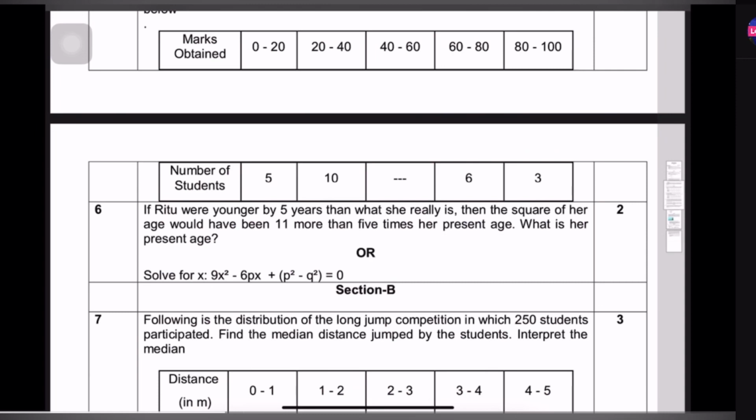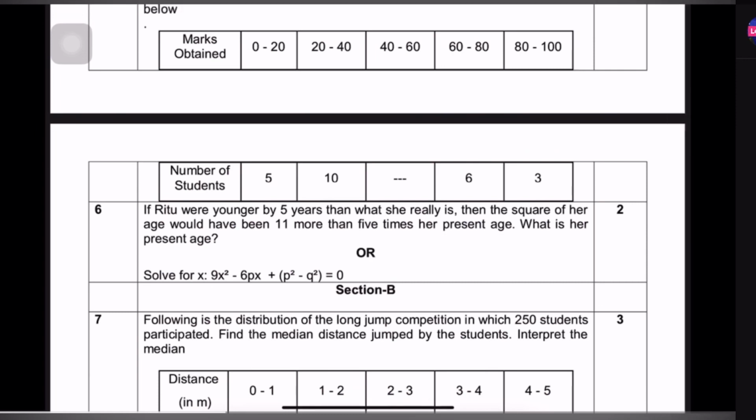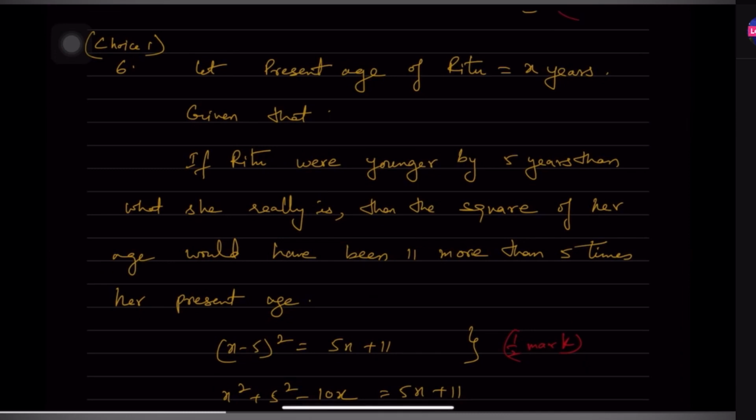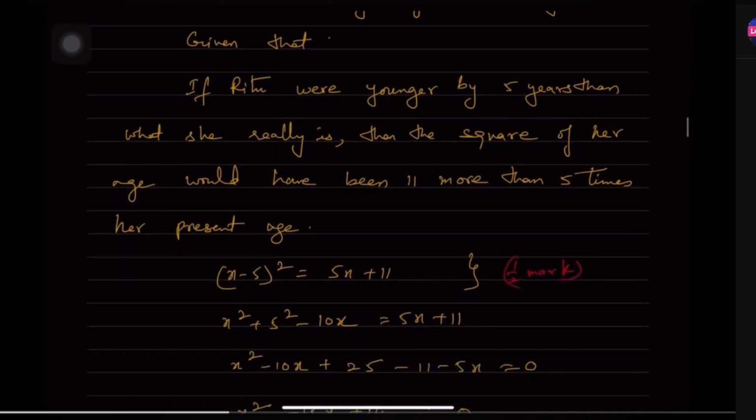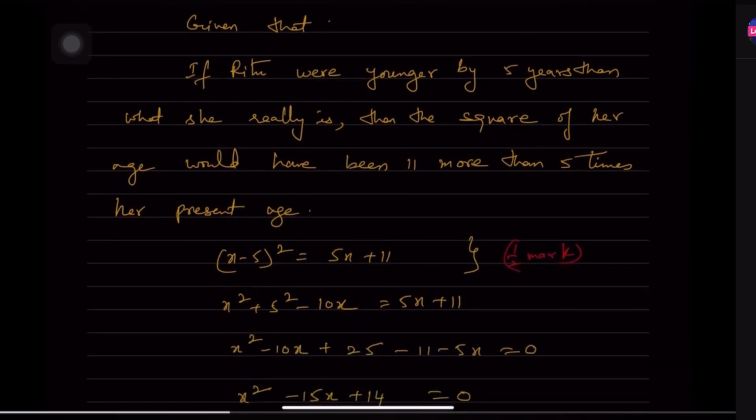So here we'll just see what is defined from this problem. Let the present age of Ritu be equal to x years. Given that if Ritu were younger by 5 years than what she really is, then the square of her age would have been 11 more than 5 times her present age. So 11 more than 5 times her present age means 5x plus 11, and the square of her age when she was 5 years younger is x minus 5 whole square. So x minus 5 whole square is equal to 5x plus 11.